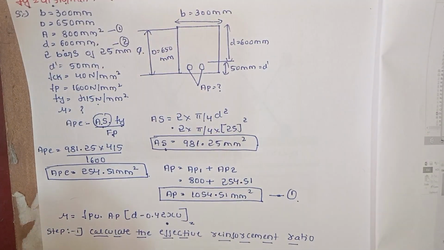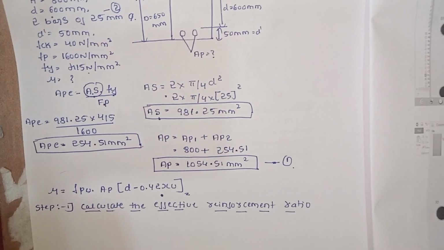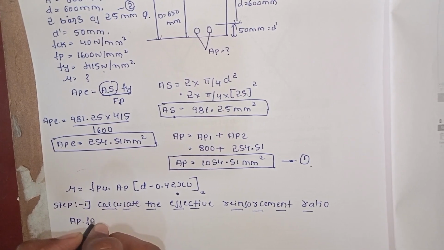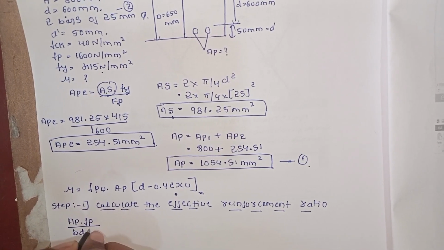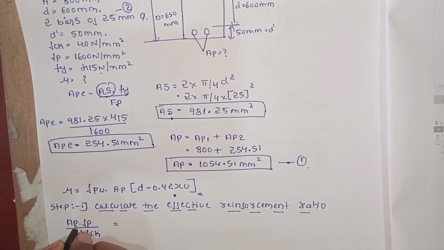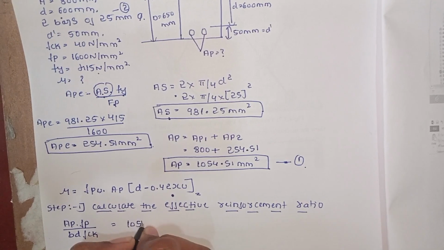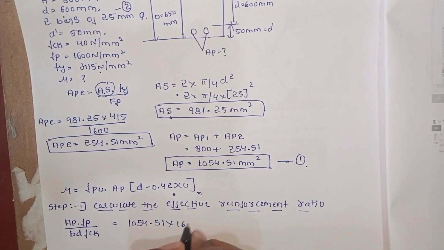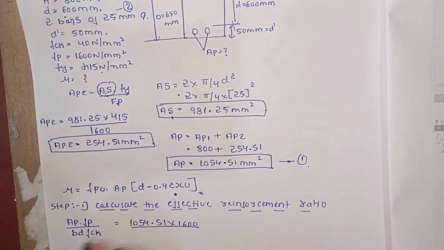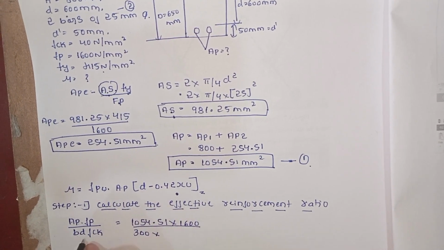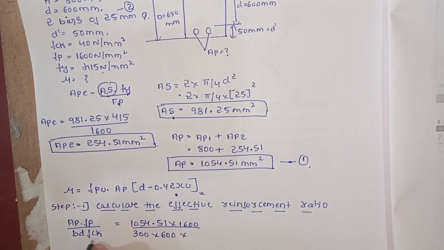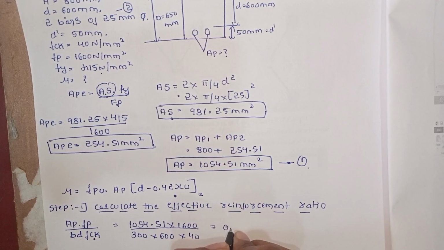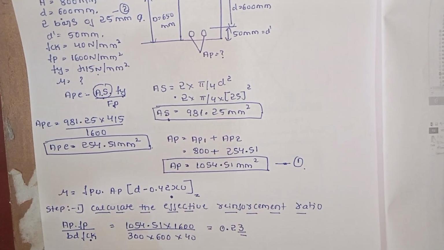The formula is Ap into fp divided by b d into fck. Ap value is 1054.51 into fp value given in the question, 1600, divided by b is 300 mm wide, d is 600, into fck value is 40. Now we got the answer as 0.23.